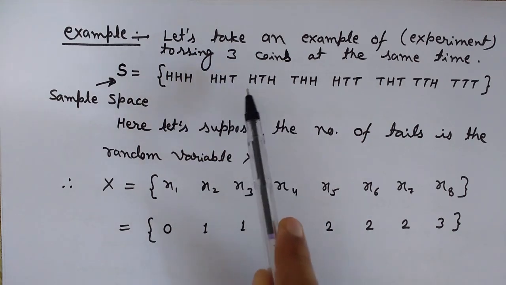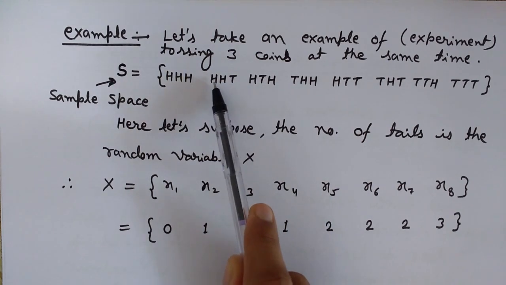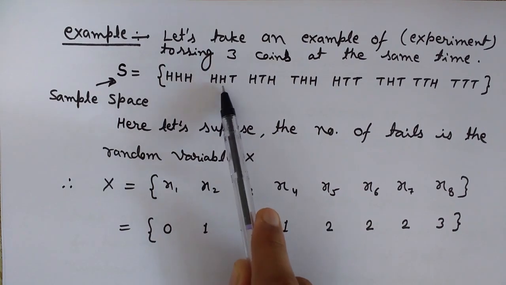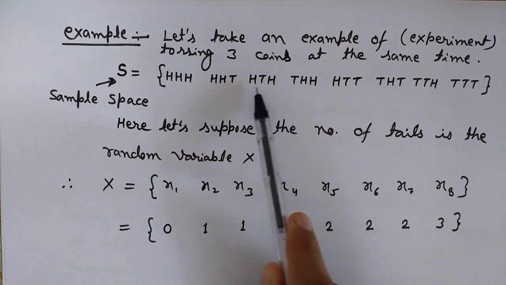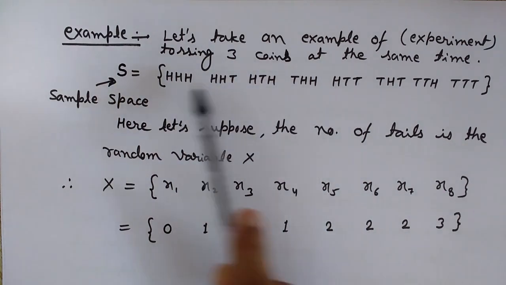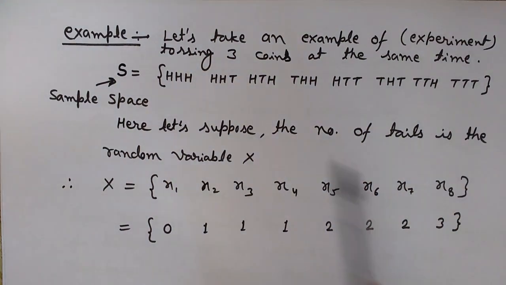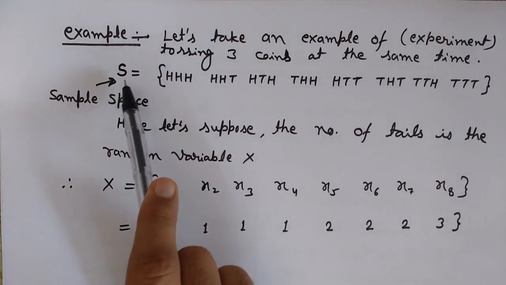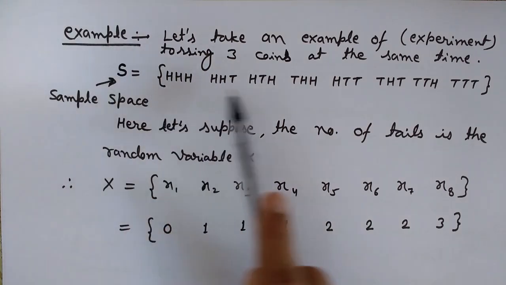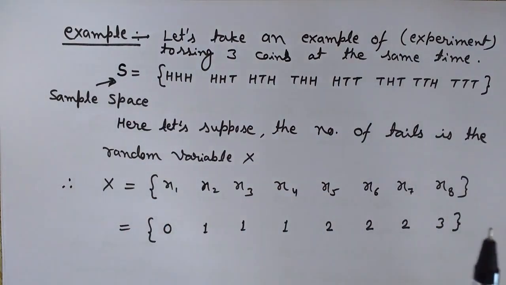I mean, 2 heads, these are the combinations. First coin is having head, second is having head, third is having tail, and here the order has been changed. So total 8 combinations, so these are total 8 outcomes. So this is the sample space because it contains all the possible outcomes of this experiment.